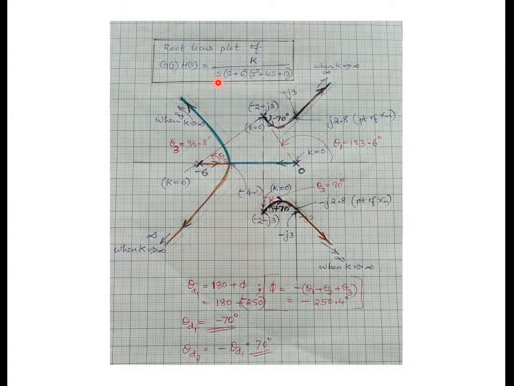Okay. So all the root locus branches will start at the open loop poles at k is equal to 0. That I have clearly written. At k is equal to 0, this branch will start.